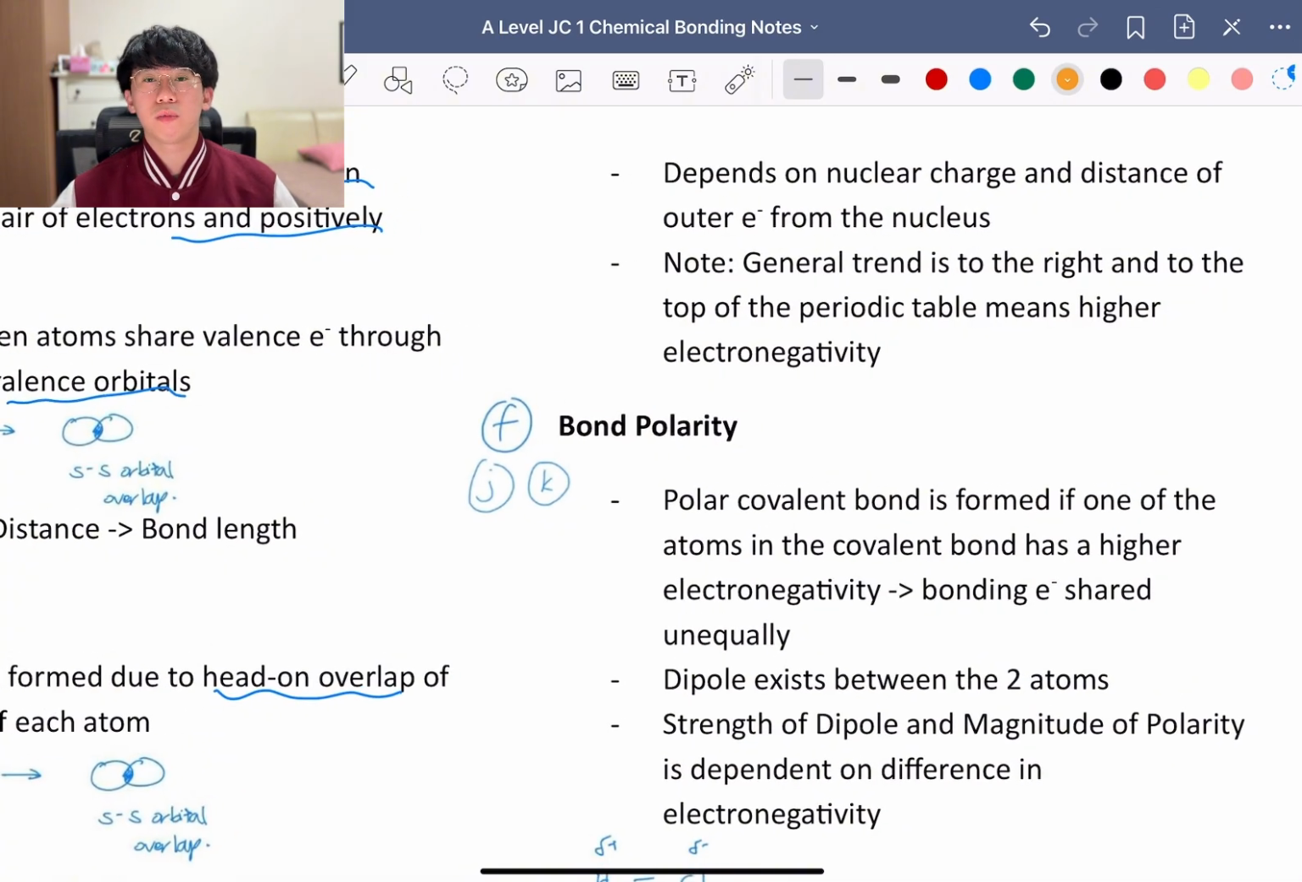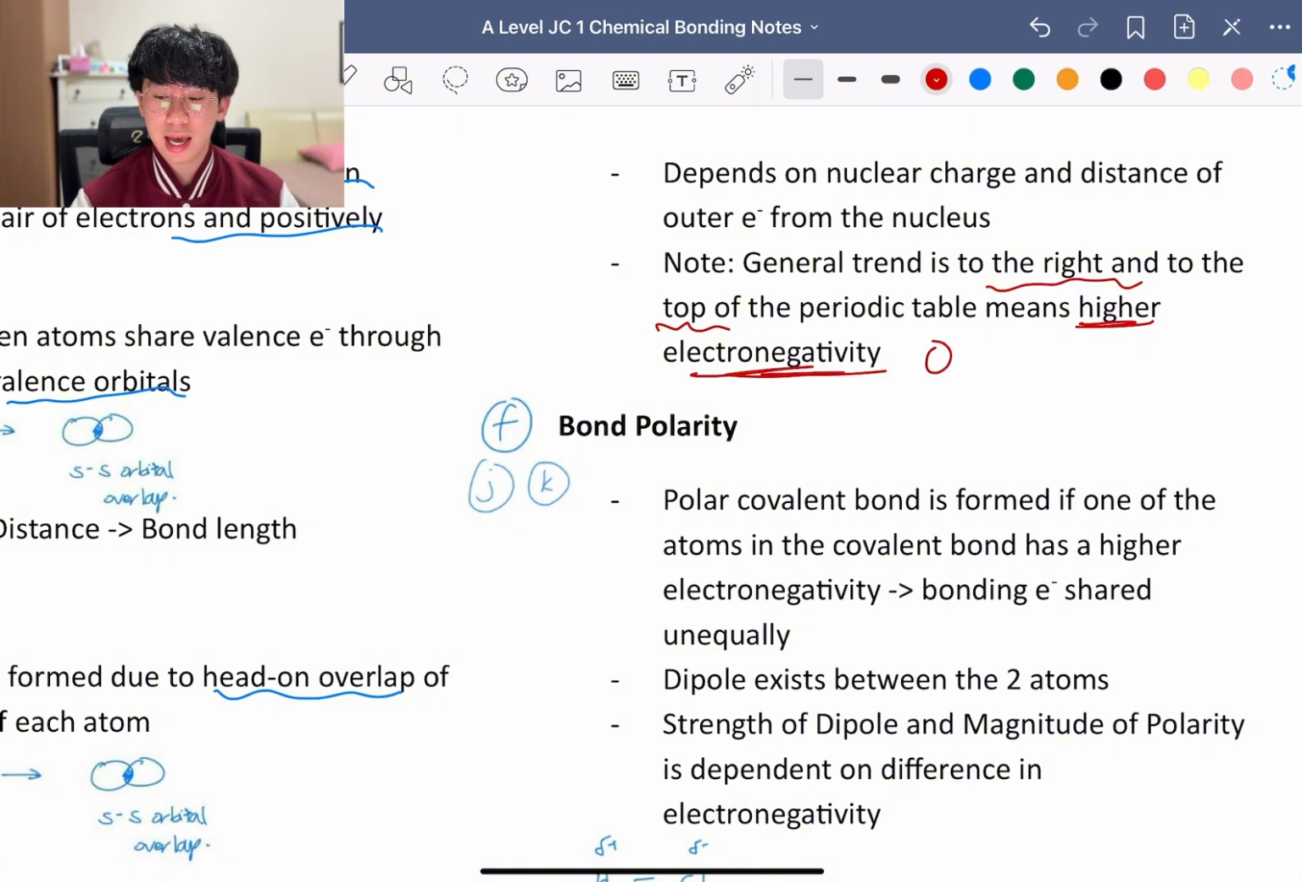And what does this depend on? Well, it depends on the nuclear charge and the distance of the outer electron from the nucleus. In general, when I want to find out the rough electronegativity and compare it between atoms, I will look at the periodic table, and the trend is if it's more to the right and more to the top of the periodic table, right, it means that it has a higher electronegativity. So an example would be O versus N, right?